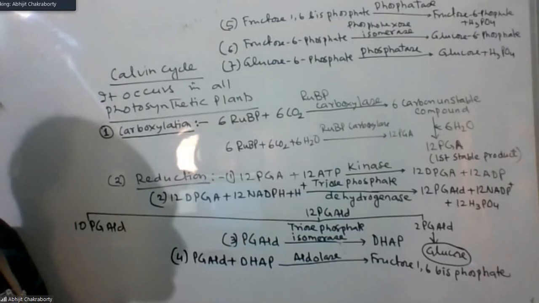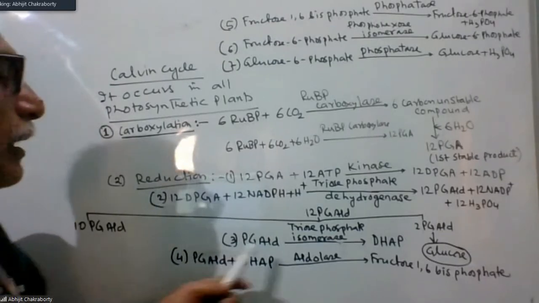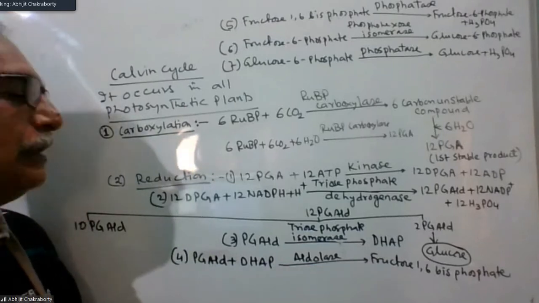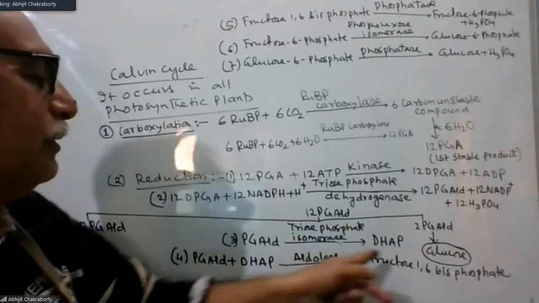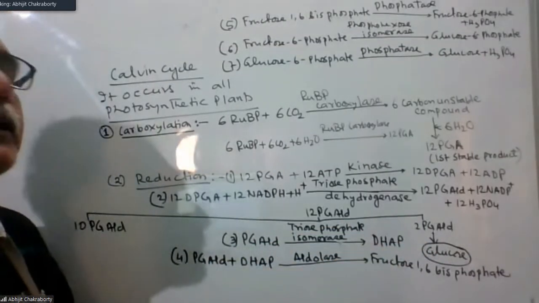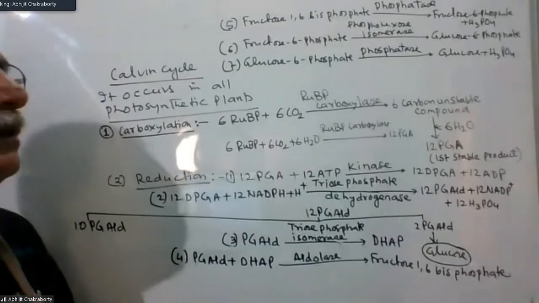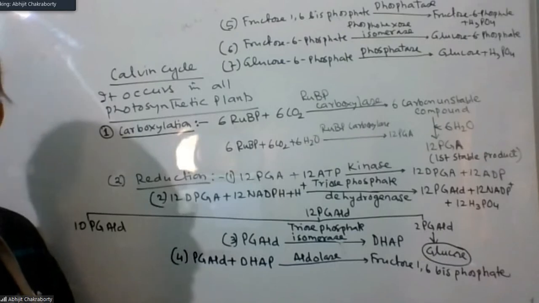Look at this. Out of 2 PGALD, 1 PGALD gets converted to dihydroxyacetone phosphate. DHAP means dihydroxyacetone phosphate. Now the other PGALD left reacts with this DHAP to form fructose 1,6-bisphosphate, and the enzyme is aldolase. From fructose 1,6-bisphosphate, one phosphate group is liberated out to form fructose 6-phosphate.